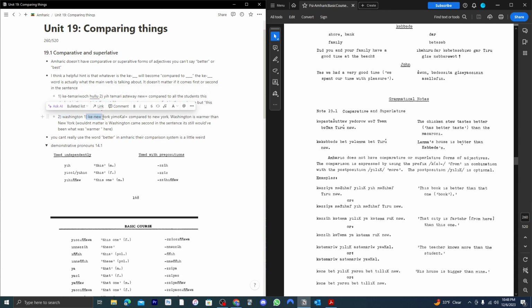Washington, ka New York. See, the ka word is the second sort of noun in the sentence. Washington is the first, but it's still going to be like Washington compared to New York is hotter. Like compared to New York, Washington is warmer. So this Washington Yamoka, if this New York thing wasn't here, that would mean Washington will be warm, but with this ka, it now is a comparison, saying it is warmer than New York. So hopefully that's starting to make sense.